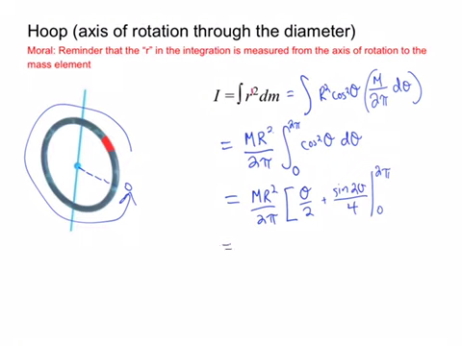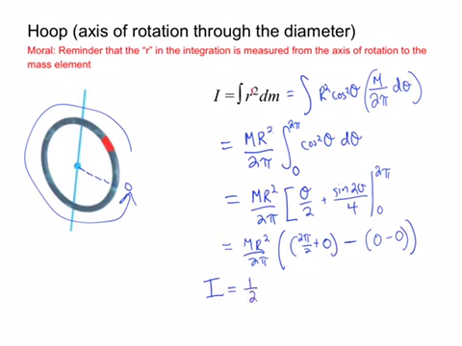So when we plug everything in, we do have our M R squared over 2 pi. And we get two terms here. So first, our term is 2 pi over 2 plus 0. And we're going to subtract from that plugging 0 in, which just goes 0 minus 0. And we arrive at the moment of inertia as 1/2 M R squared.